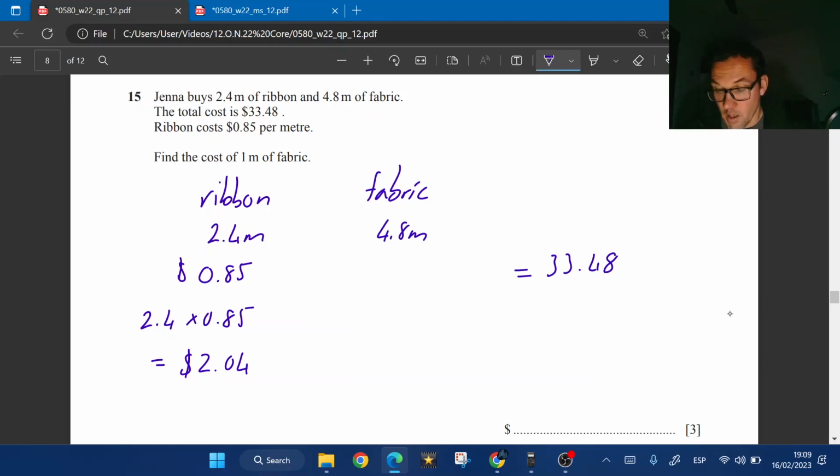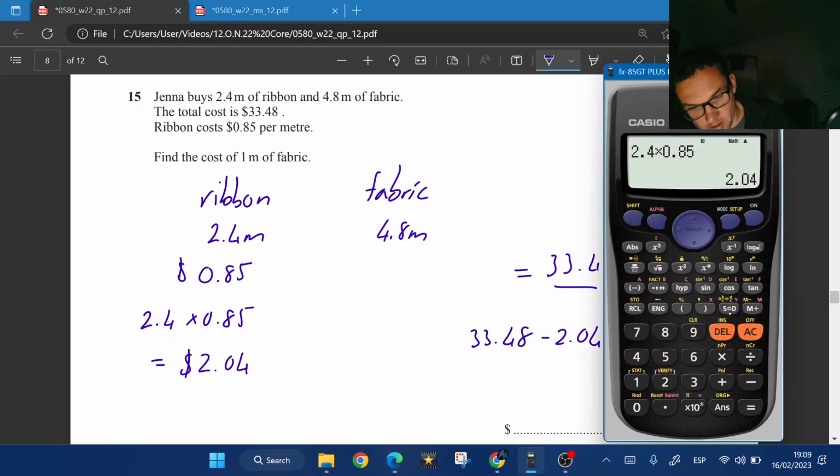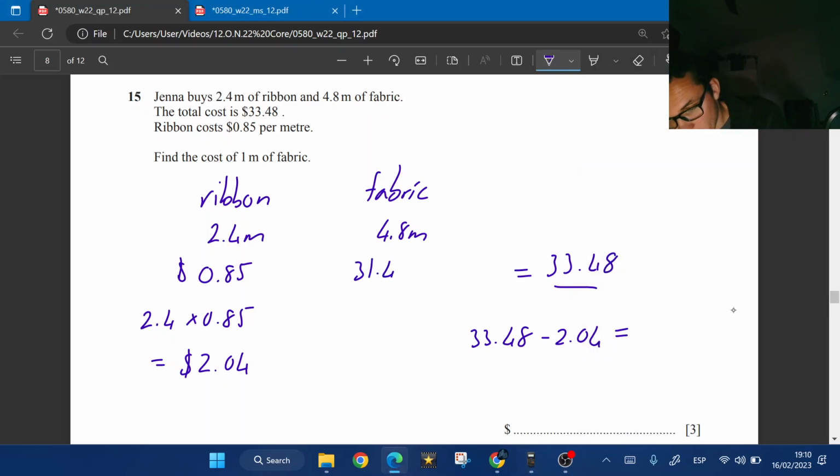So it means the rest of the money that Jenna paid must have gone towards the fabric. So we take the total and subtract the money we paid for the ribbon, and then we'll know how much we paid for the fabric. So do 33.48 minus my previous answer, automatically inserted. That's 31.44. So it means for the 4.8 meters of fabric, she paid $31.44.